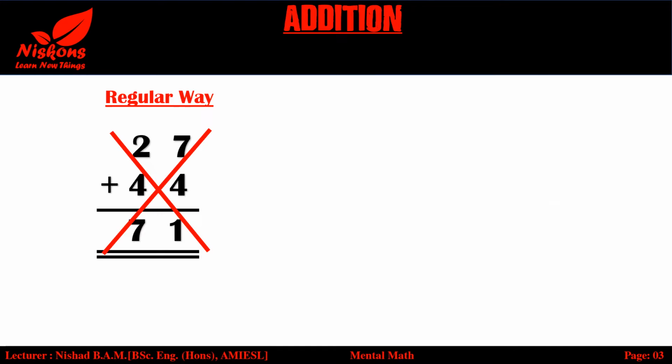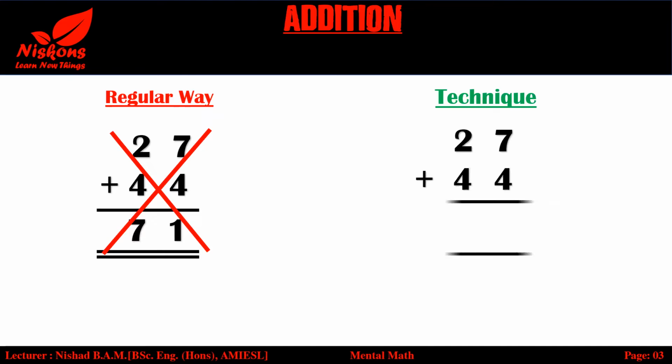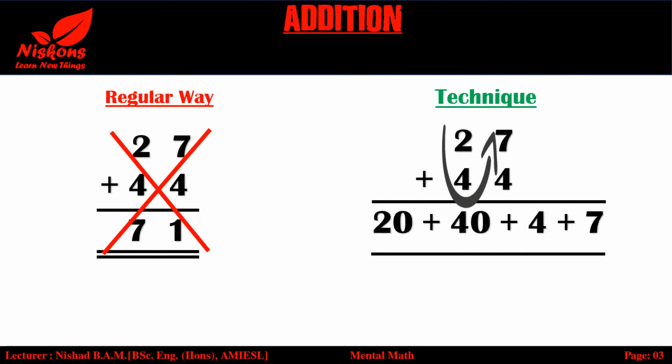So for that, I'm going to introduce a technique which is called left to right arithmetic. For that, we have to calculate by tens, hundreds, thousands, and ten thousands. In this case, we have tens and ones only. So we have to calculate 20 plus 40. We divide 27 into 20 plus 7, and 44 into 40 plus 4.